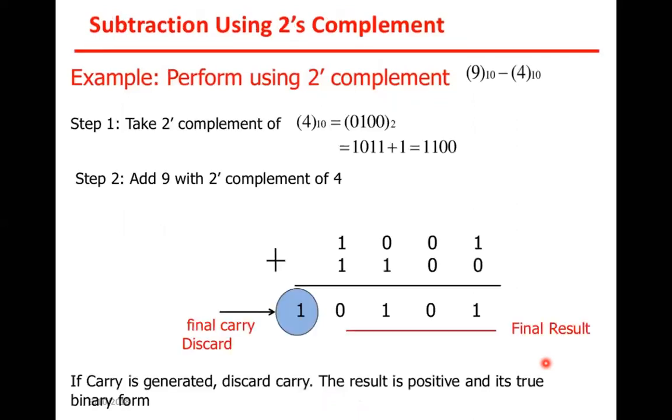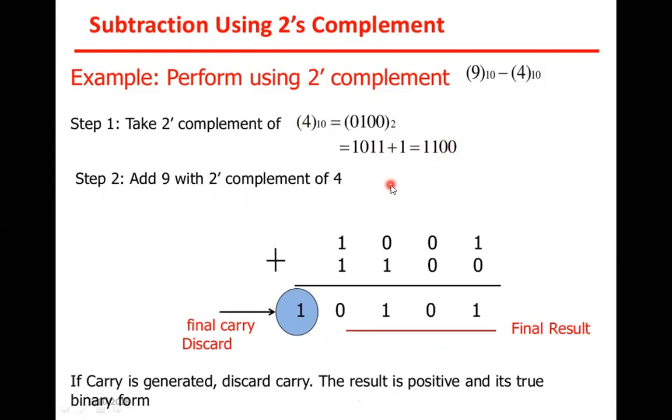Now let's see the same example, 9 minus 4. So the subtrahend is 4. Let's take the 2's complement of 4. So 4's binary equivalent is 0 1 0 0. For this binary number, the 1's complement will be 1 0 1 1, and adding 1 to the 1's complement gives 1 1 0 0 as the 2's complement of 4. Now you got 1 1 0 0 as the 2's complement of 4.